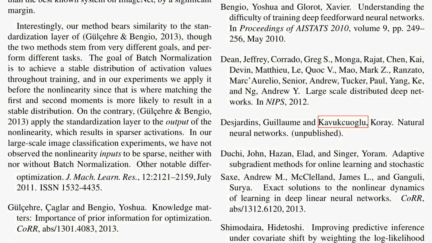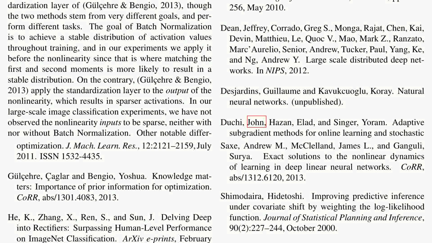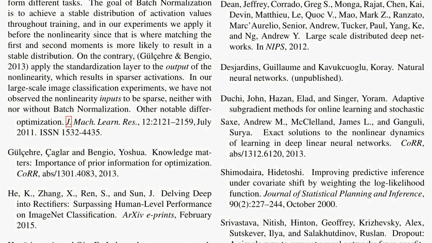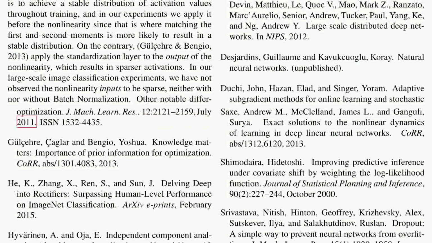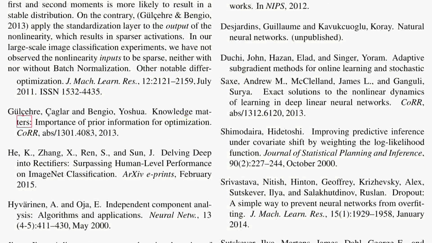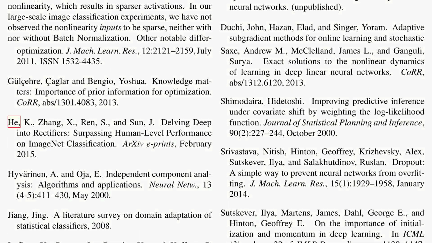Desjardins, Guillaume, and Kavukcuoglu, Koray. Natural Neural Networks, unpublished. Duchi, John, Hazan, Elad, and Singer, Yoram. Adaptive Subgradient Methods for Online Learning and Stochastic Optimization. J. Mach. Learn. Res., 12:2121-2159, July 2011. Ioffe. Gulcehre, Caglar, and Bengio, Yoshua. Knowledge Matters: Importance of Prior Information for Optimization. CoRR, abs/1301.4083, 2013. He, K., Zhang, X., Ren, S., and Sun, J.